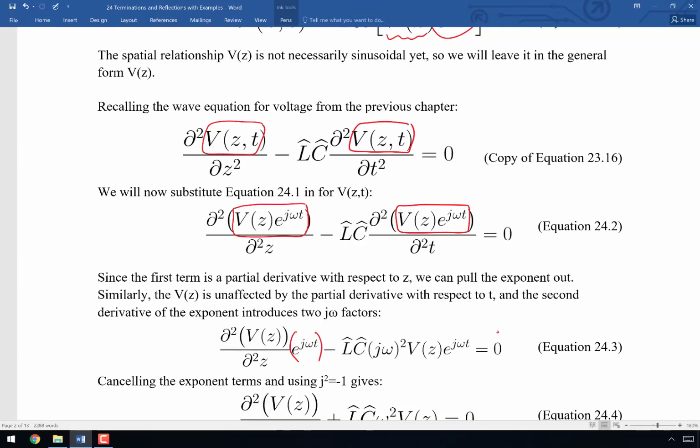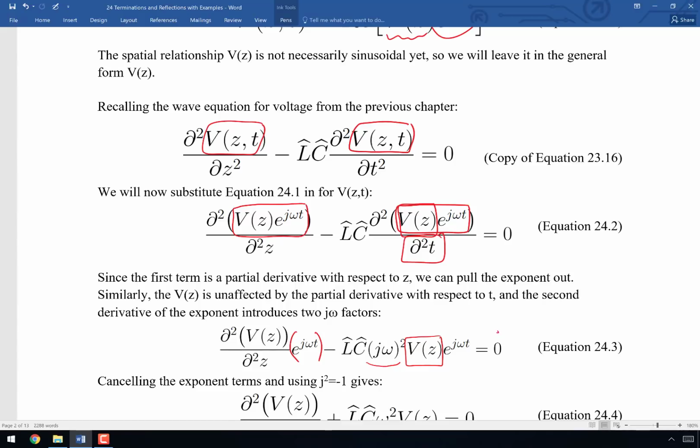And then on the second term, I know that the v of z term is unaffected by the derivative with respect to time, so that's going to come out and be separated, because that second derivative with respect to time has no impact on v of z. So I'm going to take that out. When I do the second derivative with respect to time of e to the j omega t, I pick up 2 copies of j omega.